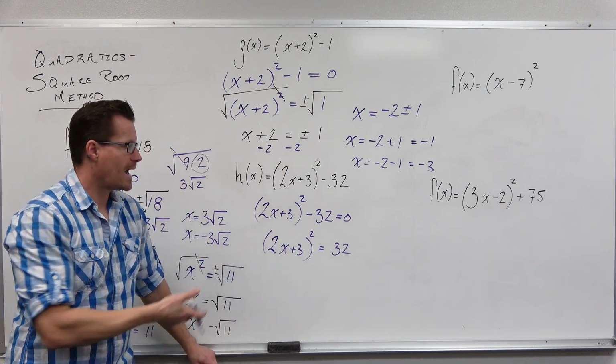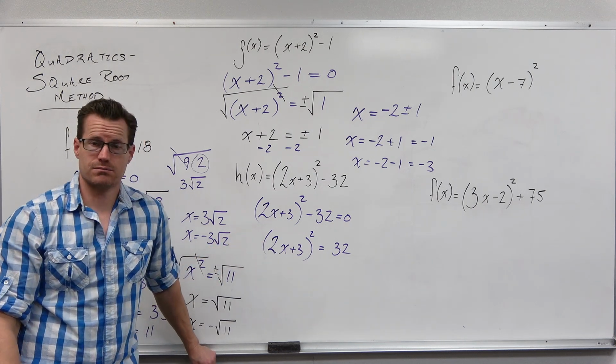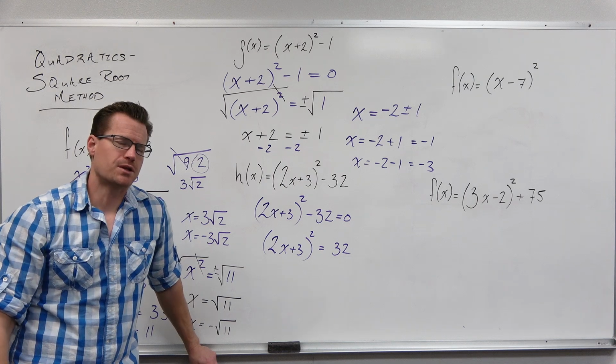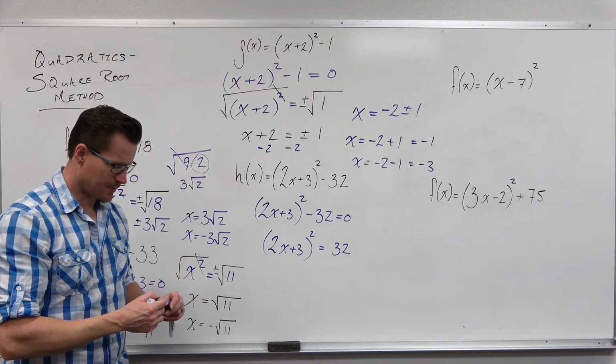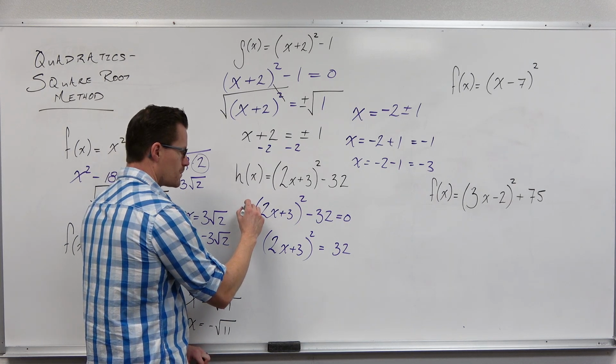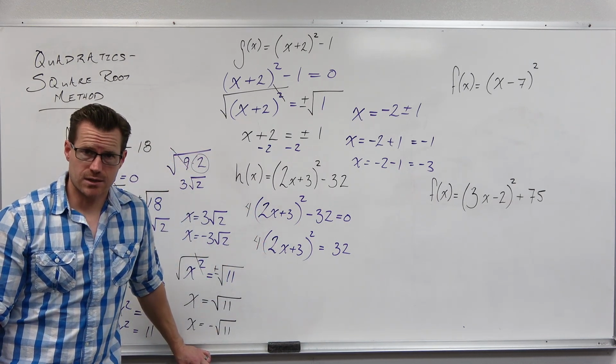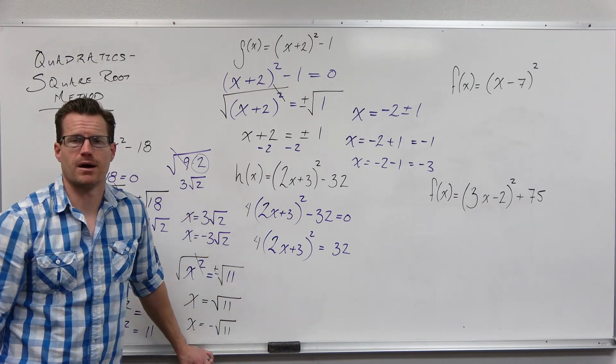So if we have that, we can isolate the power 2, then we do it. One thing I want to mention right now, just glance at it for a second. What if we would have had something like a 4 out here and a 4 out here? Before you take a square root, you would have to divide by 4.